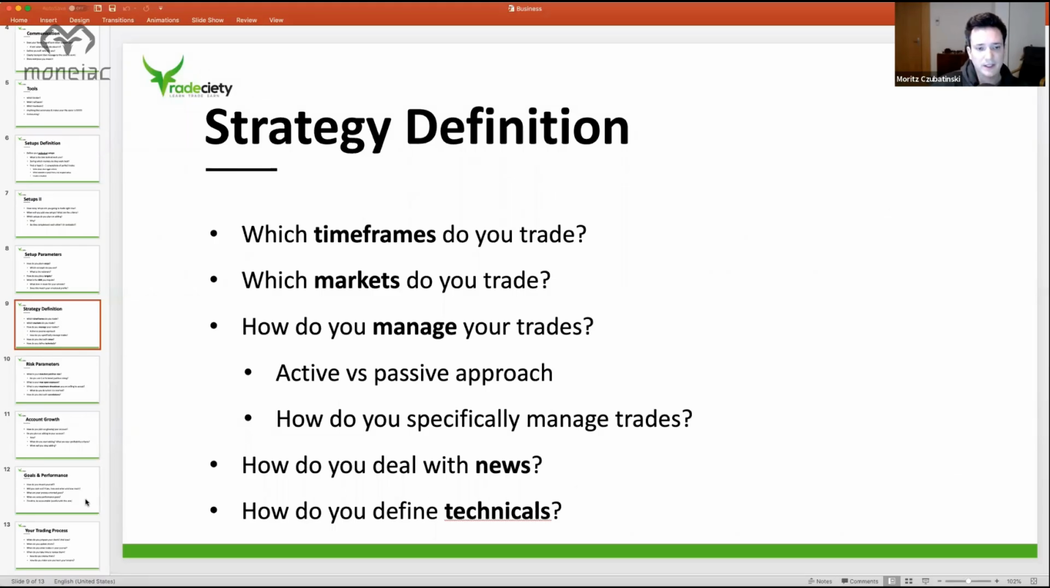How do you manage your trades? Active versus passive approach. How do you specifically manage trades? So, active versus passive. In the beginning, most traders are 100% better off with trading set and forget. That's just what I have found out with mentoring people and looking at Edgewonk databases and so on. Everyone messes up trade management.